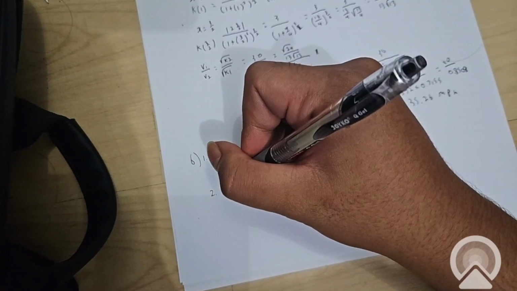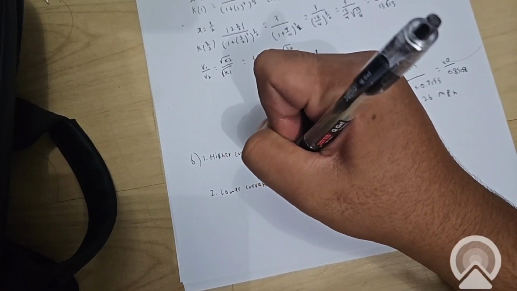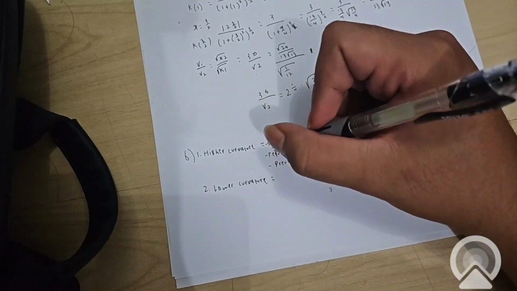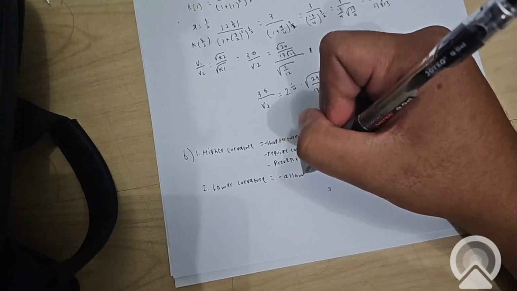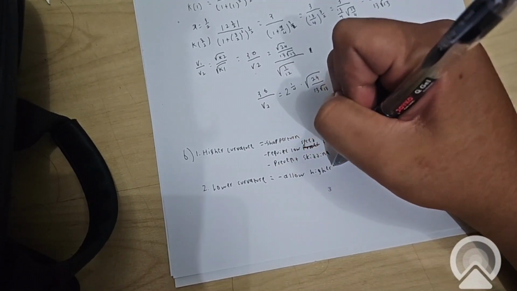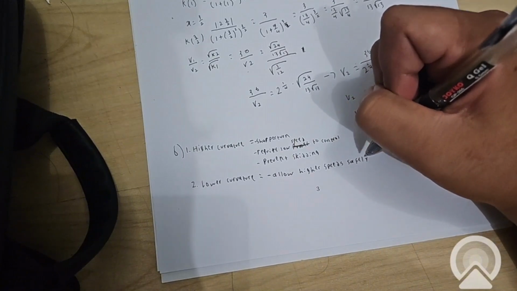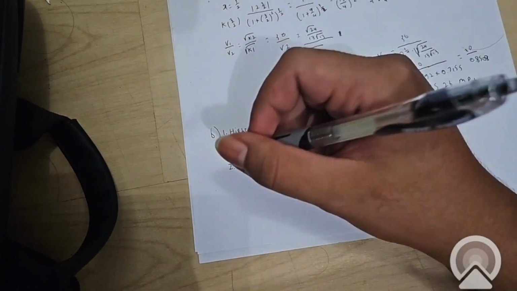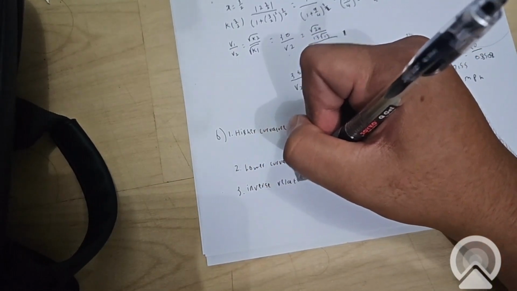And number 2 is lower curvature. So it means a gentler turn, so it allows higher speed safely. And then number 3 is inverse relationship.